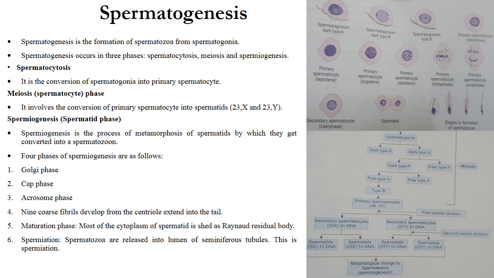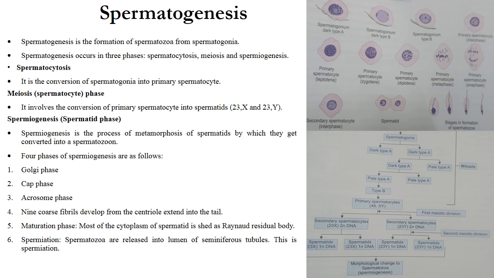Then the third stage is spermiogenesis, or spermatid phase. Here there is conversion of spermatid into spermatozoa. It is a metamorphosis, and the 4 phases of spermiogenesis are: first, the Golgi phase. The Golgi complex will coalesce and form the acrosomal cap, and the centriole will migrate to the posterior pole. Then the cap phase, where the acrosomal vesicles will cover the anterior half of the nucleus and form the acrosomal cap.